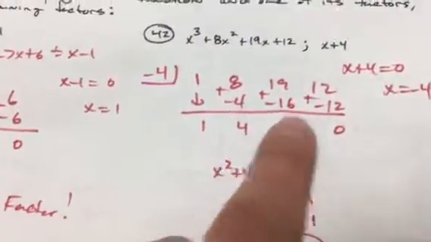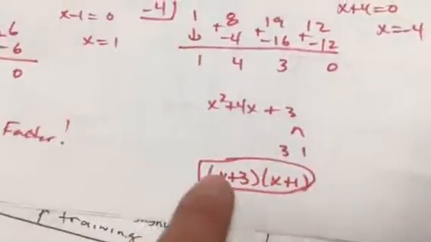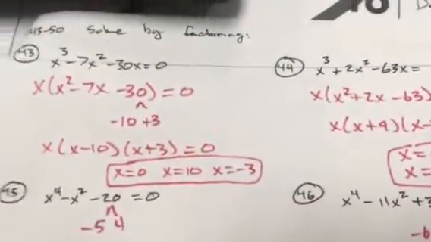1x squared plus 4x plus 3. What multiplies to 3 adds to 4? 3 and 1. X plus 3, x plus 1. You're going to have one of those tomorrow, one like 41 and 42. You're going to have two that look like 43 and 44.